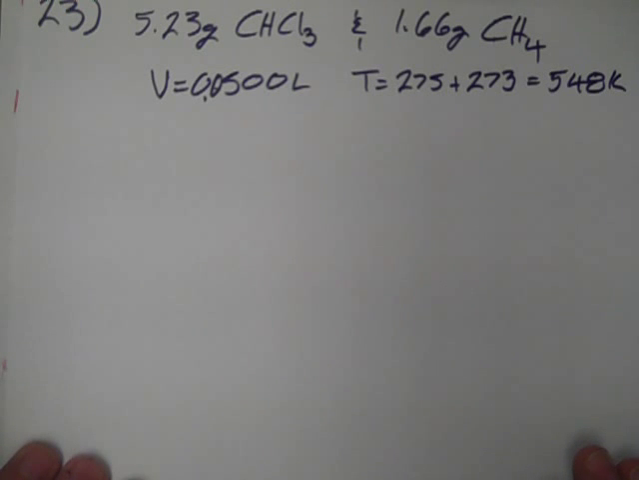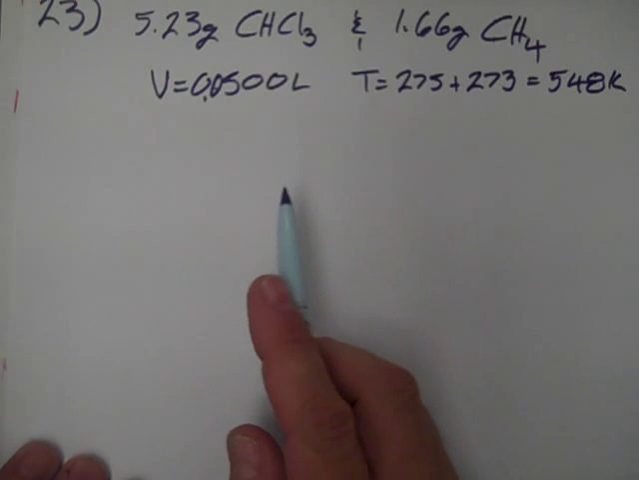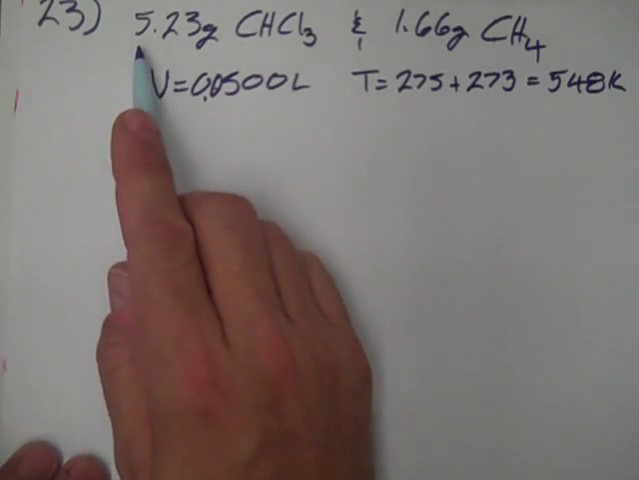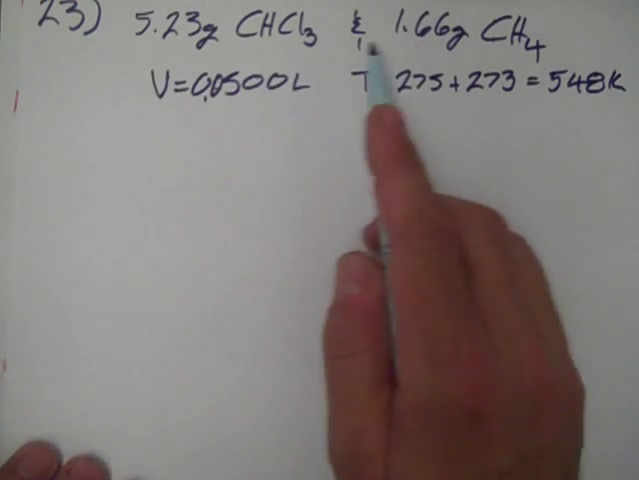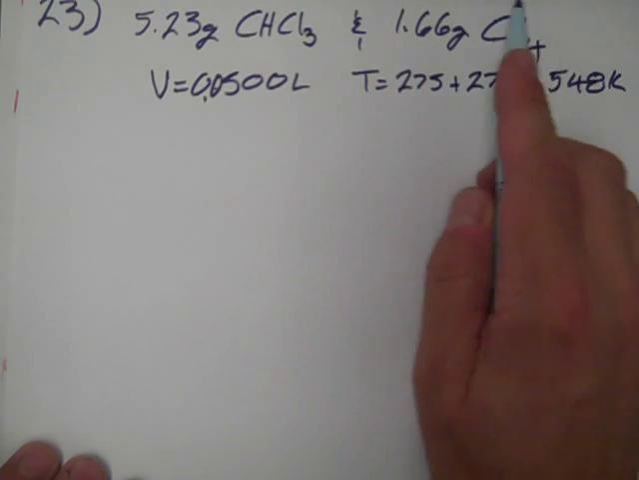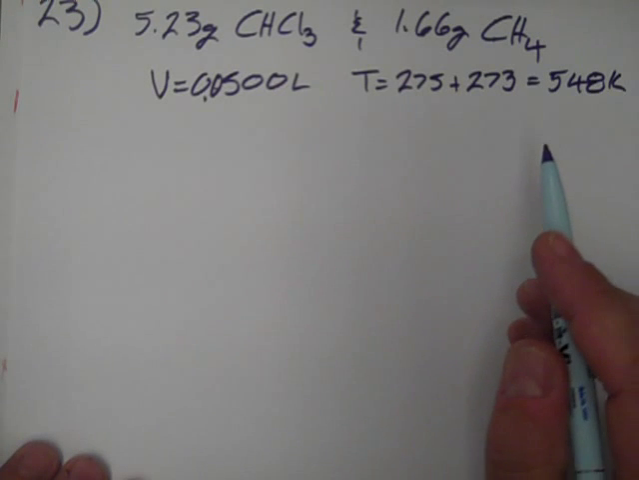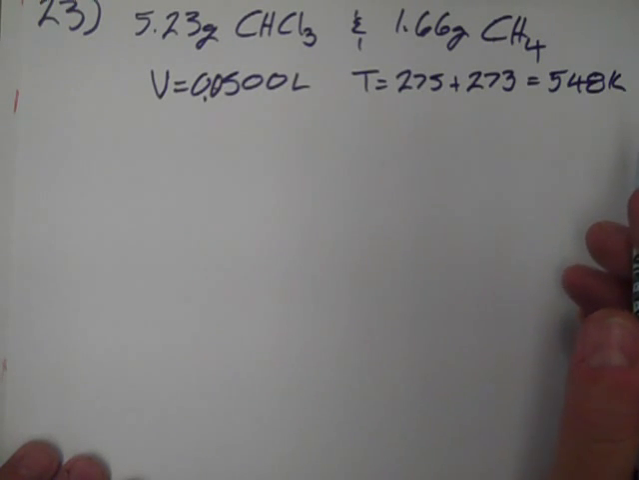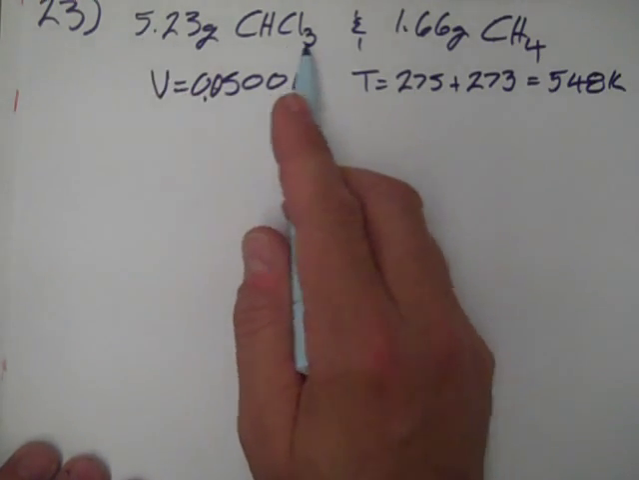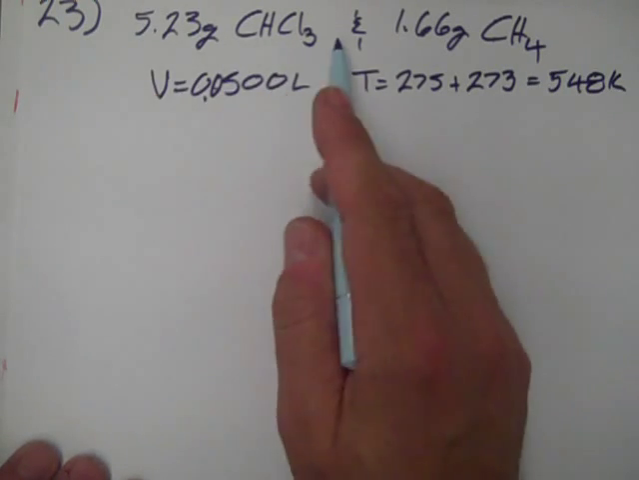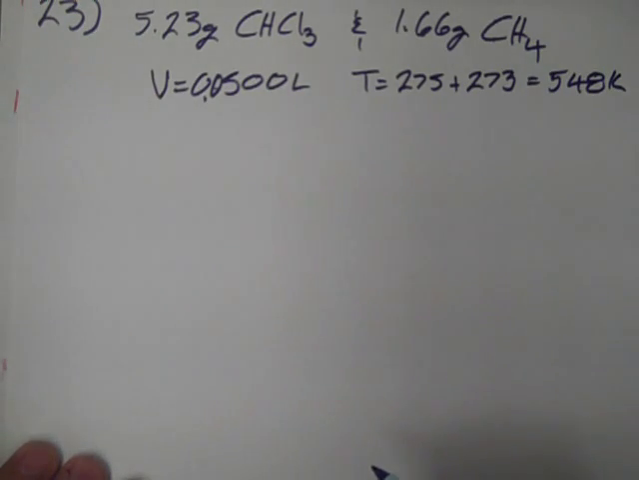Now, unlike problem number 22, since I need to find both things, I'm going to suggest that the most efficient way of doing this is to use the ideal gas law to find out what's the pressure of the chloroform and what's the pressure of the methane. If I add them together, I'll have the total pressure. And along the way, I would have found what pressure came from just the chloroform.